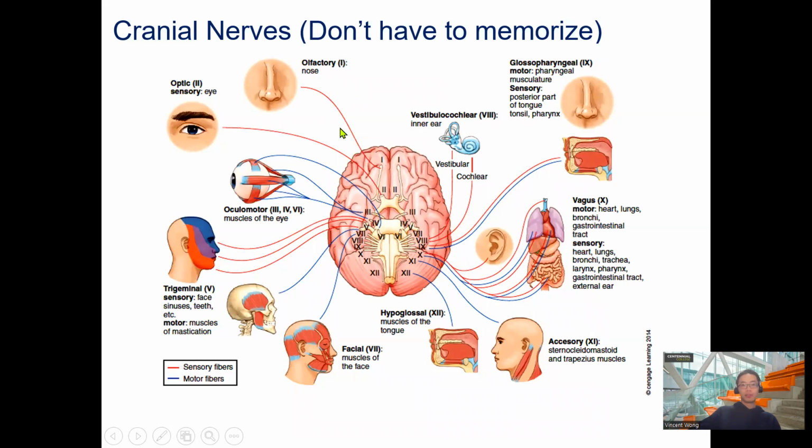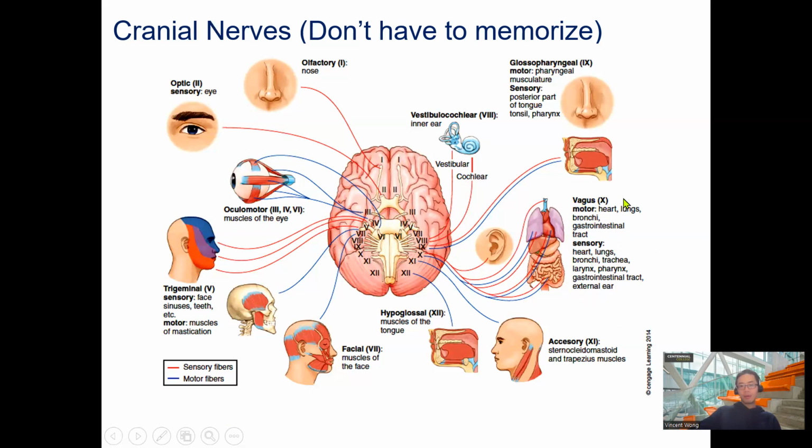So the first pair, we call the olfactory cranial nerve, which is dedicated to smell. If it's shown in red, it means it is purely for sensory purposes. We have some that are mixed. For example, the vagus cranial nerve, pair number 10, has both motor and sensory information. Motor goes to the heart, lungs, and bronchi; sensory also comes from the lungs, heart, and bronchi.